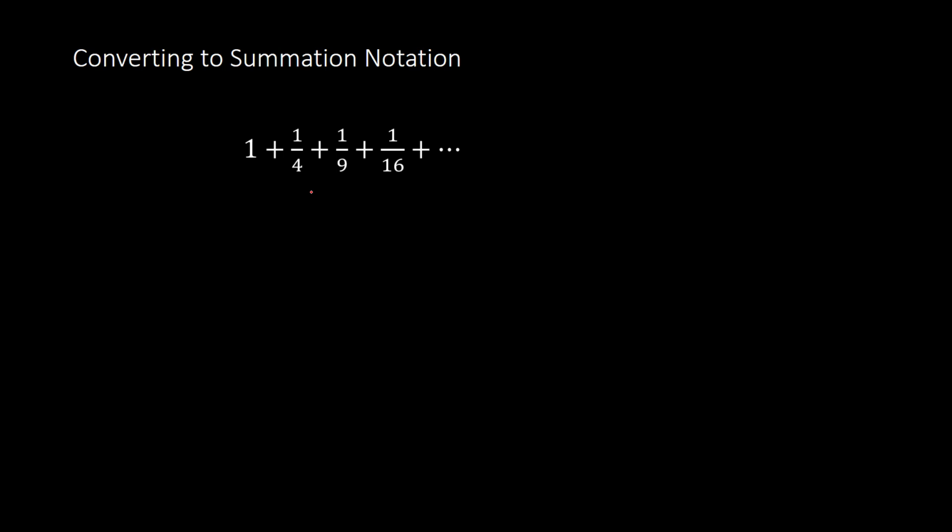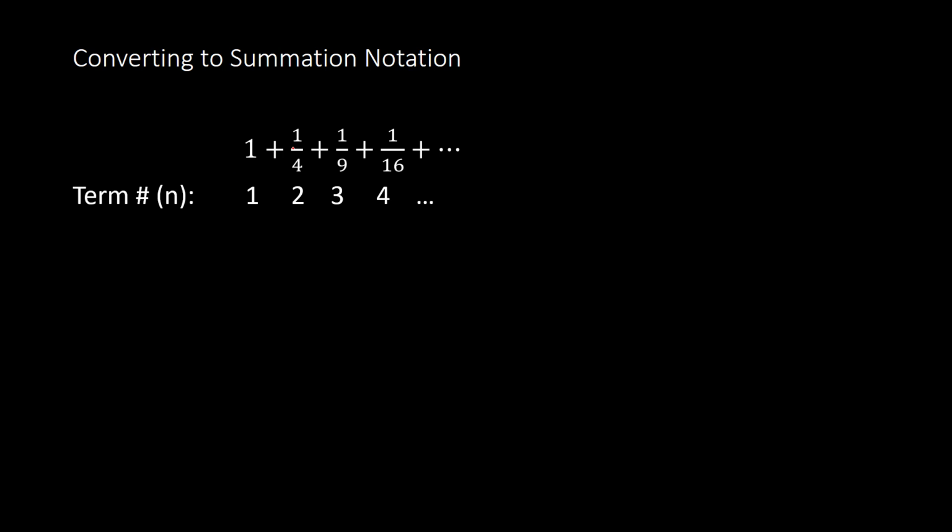Here's another example where it's not an arithmetic sequence, or series I should say, because we're not adding the same thing to get to the next term every time. There is a pattern, but the pattern is not an arithmetic sequence. So the question is, how do we write this using summation notation? Well, what I can do, once again, is set up each number with the term number.